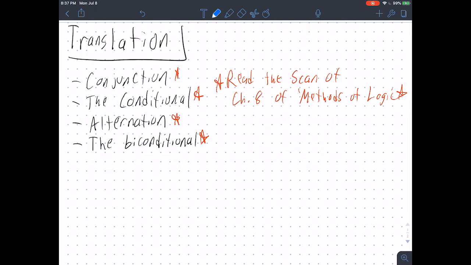Also, as part of this, the chapter in the book's pretty bare bones. I'm going to post a scan of Chapter 8 of Methods of Logic, Quine's book, the official textbook that I didn't require you to buy for the class. Even people who don't like that book think that that's a very good chapter, and I agree that it is a very good chapter. So I encourage you all to read it.